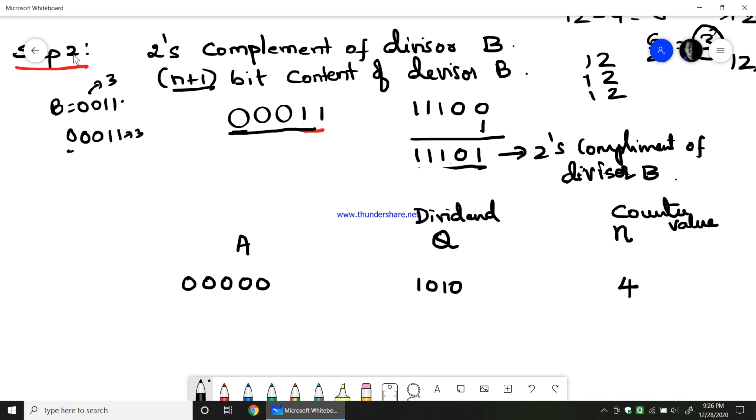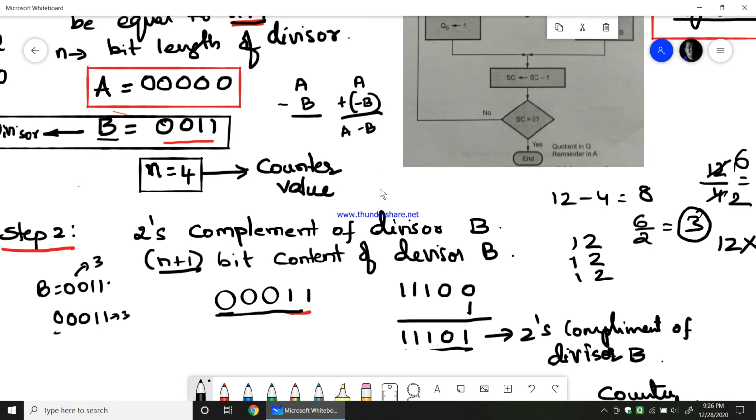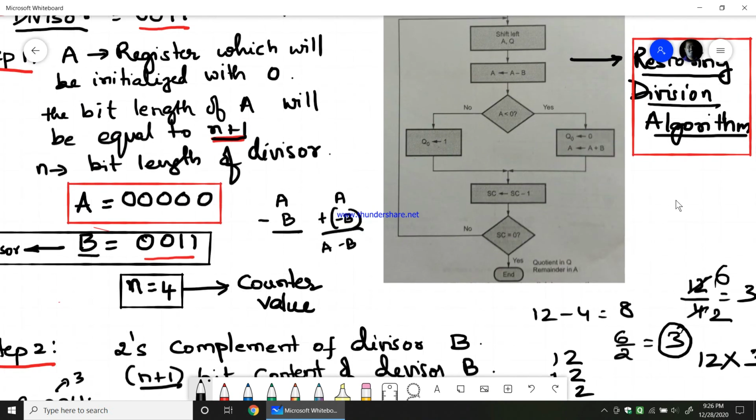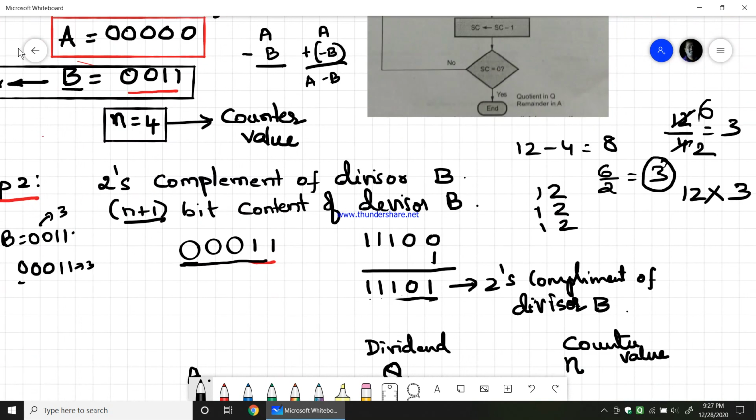Now in this process, we'll see the flow chart again. In the flow chart, you see shift left A comma Q. That is the process which we do now. After shifting A comma Q, we subtract B from that shifted value, and then we compare A whether it is greater than or less than 0.